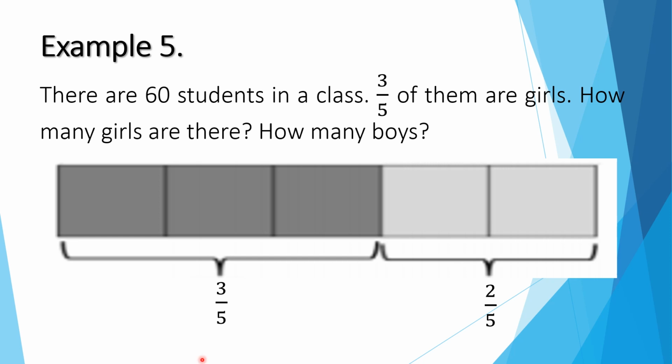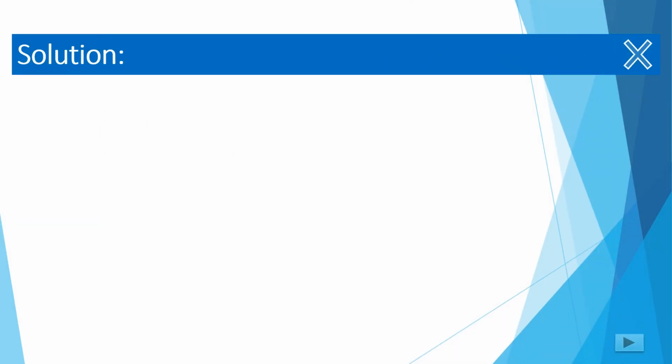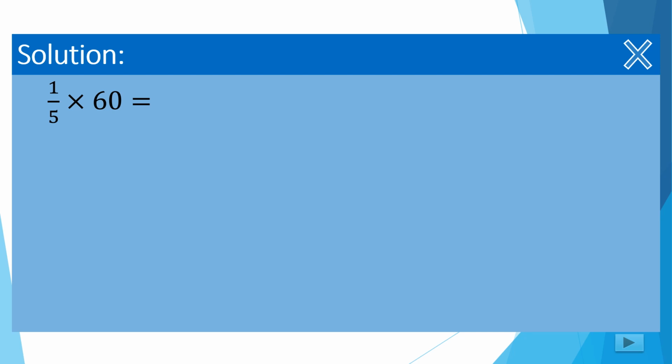So, ganito natin visualize yung ating problem. 3/5 ng students ay girls and 2/5 ay boys. So, alamin na natin ilan ba o gaano ba karami ang girls sa klase ng 60 students at ilan ang boys. So, let's have our solution. So, 1/5 times 60. So, kailangan alamin natin ilan ba ang katumbas ng bawat isa sa 60 students. So, represent natin ng 1/5. So, 1/5 times 60. Ang gagawin natin, ita-times natin ang 1/5 sa 60 or i-divide natin yung 60 sa 5.